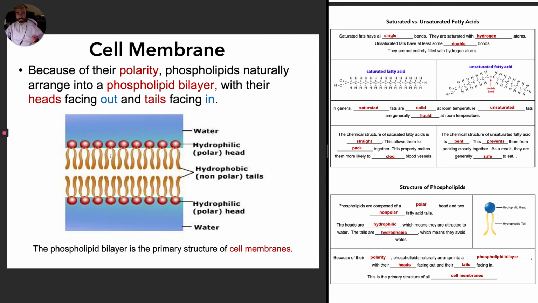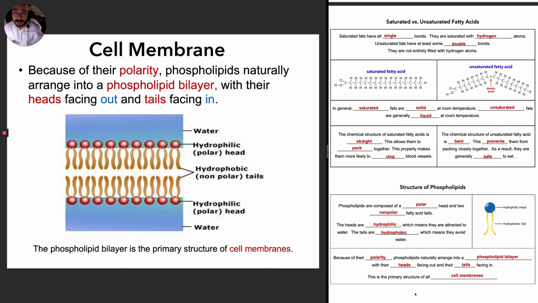And you end up with this layer that water can't pass through because these are hydrophobic, so they repel water. And now suddenly you've got a layer that water can't pass through. And so we call this the phospholipid bilayer, and it's the primary structure of cell membranes. And for us, that's really all this is.